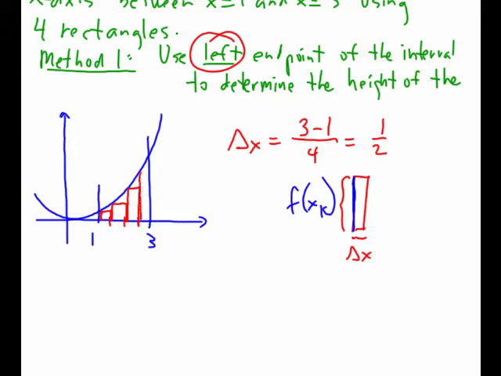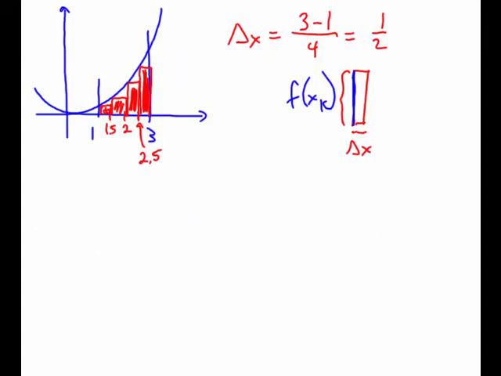And you'll notice that when I draw these, my rectangles are under the curve, so my estimate will be lower than the actual area under the curve. Just for the record, these x values, since they're half a unit apart, would be 1.5, 2, 2.5, and 3. Now we're ready to find the sum of the 4 rectangles.